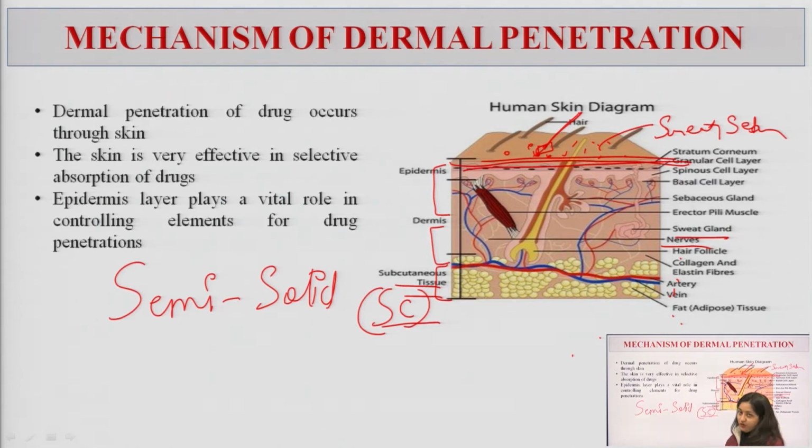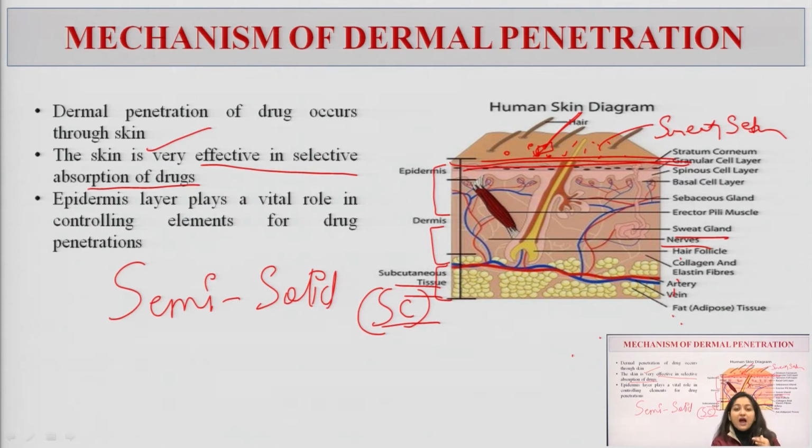So, this is all about the skin's diagram. We know dermal penetration means that the drug penetrates through the layers of skin. Another thing is that the skin is very effective in selective absorption of drug.